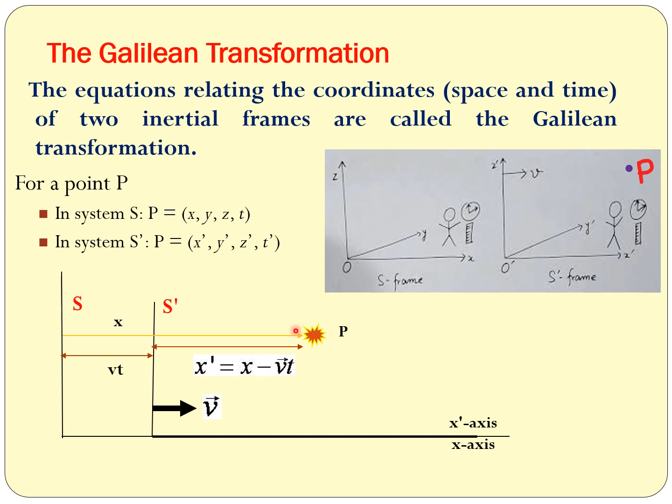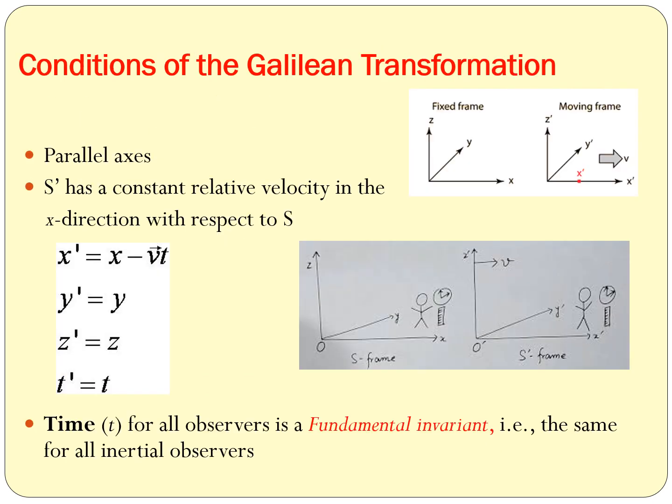This kind of equation was given by Galileo to relate the coordinates of one frame of reference to another. These are the Galilean transformation equations. If the movement is only in the x direction, then x prime will be x minus v t, and there is no motion along the y and z axes. So y prime will be y, z prime will be z, and time t prime equal to t.